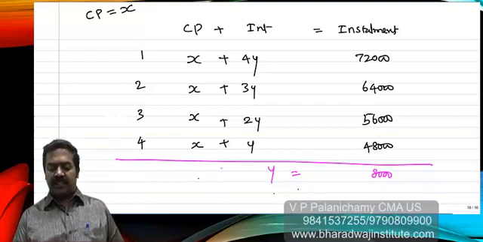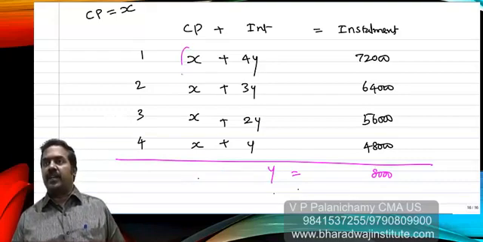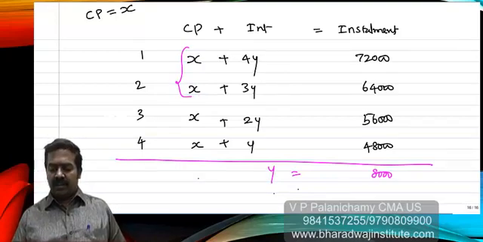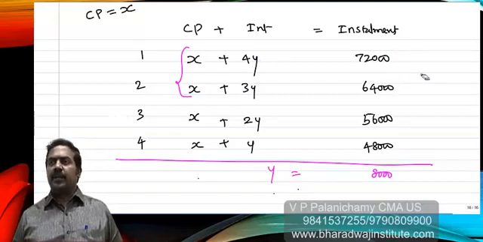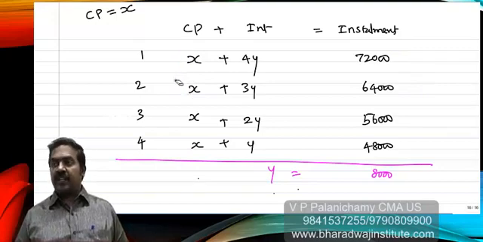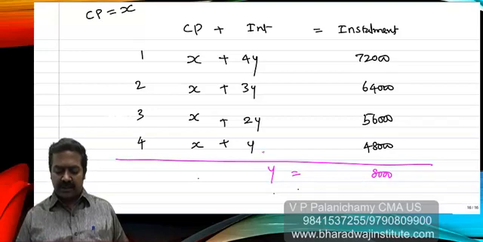For example, X minus X, if you take first and second also, it will become 0. 4y minus 3y, y. 72,000 minus 64,000 will also give the same answer, 8,000. Listen, let me fill up here itself. If y is 8,000, X will be how much? 40,000. X will be 40,000.